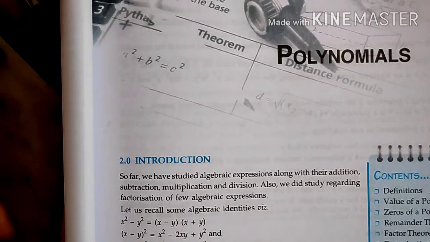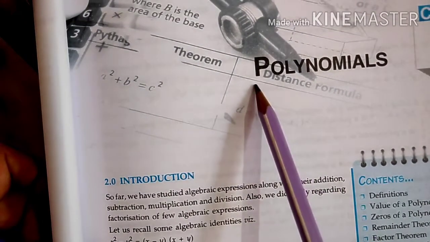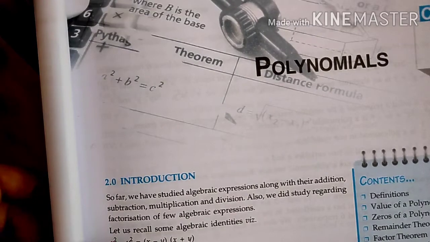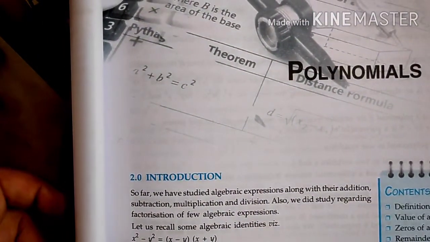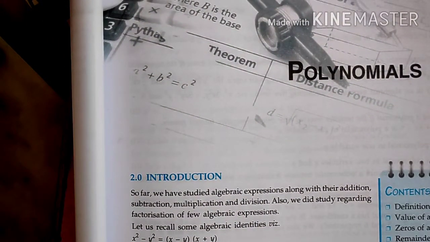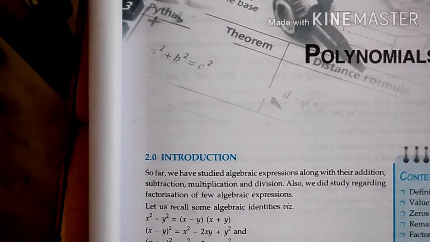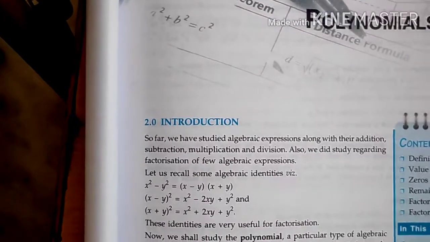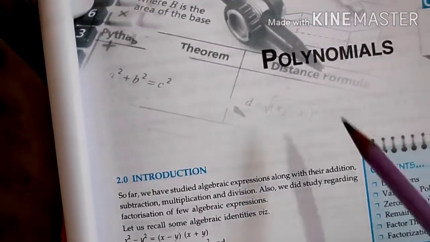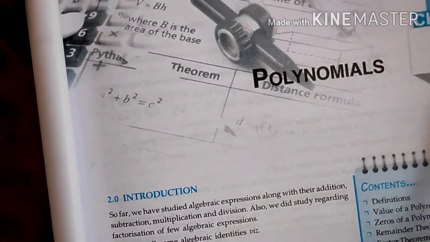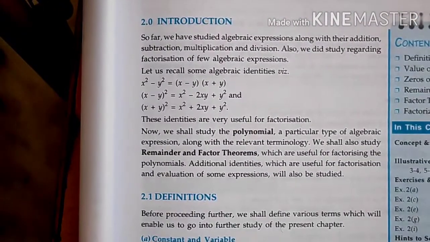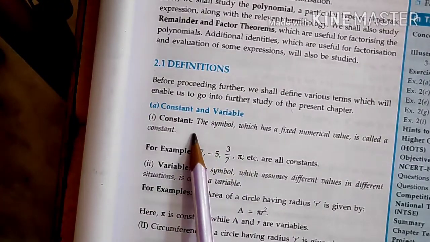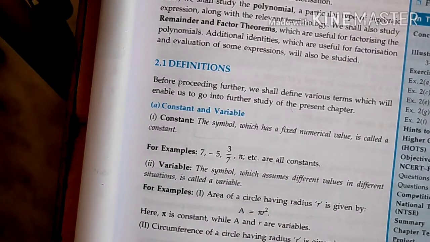Now let's move to chapter number 2, which is polynomial, and we have learnt about the polynomial in our 8th class. So let's just take a brief explanation about the polynomial. Now what you have to write in your fair notebook, just write the polynomial chapter 2, and the constant is the symbol which has a fixed numerical value.